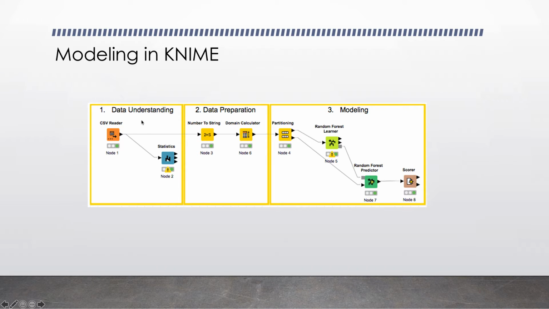So we've prepared the data, and now our first step is to partition the data, that is to split it into a learner and predictor data set. We feed the learning data into the random forest learner. This teaches our model how to behave.